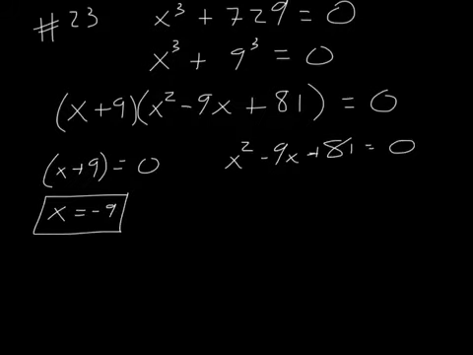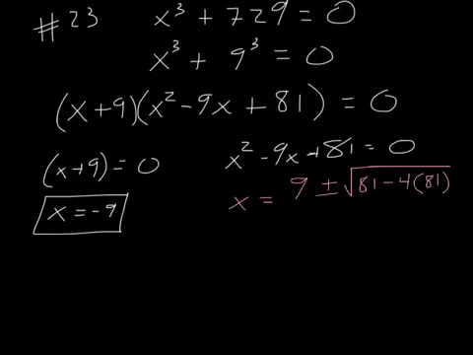Over here, though, this one is not so simple, because in order to find this one, you're going to have to use the quadratic formula. So when you plug that in, it should look something like this. You get x equals positive 9, because it's a negative b, so negative 9 makes positive 9, plus or minus b squared, which is going to be 81, minus 4 times your a term, which is just 1, so don't really need it, times your c term, all over 2a, which is just 2.